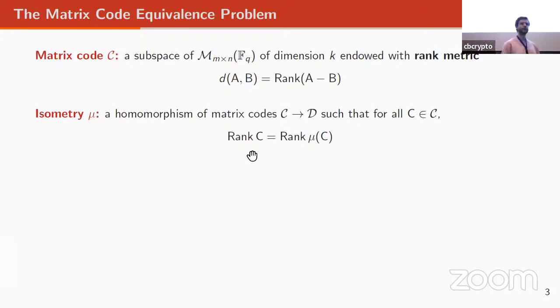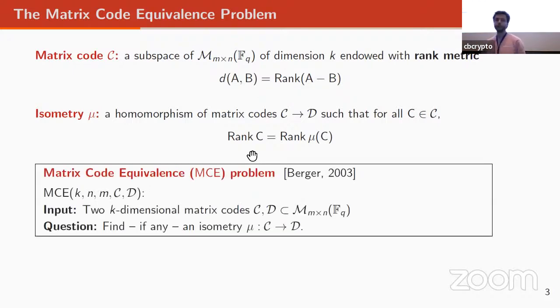Intuitively, this should make a lot of sense because what we're trying to analyze here is equivalence of two codes, and it shouldn't really matter if you permute certain columns or certain rows, or maybe if you add the first column to the last column, the information in this code basically stays the same. And we capture this with an isometry. As long as the rank of every code word stays the same, then for us, this intuitively feels like the same equivalent code. So if we have two matrix codes, and we know they're both k-dimensional and they're both over F_q, can we find if such an isometry exists, or can we say that these codes are equivalent?